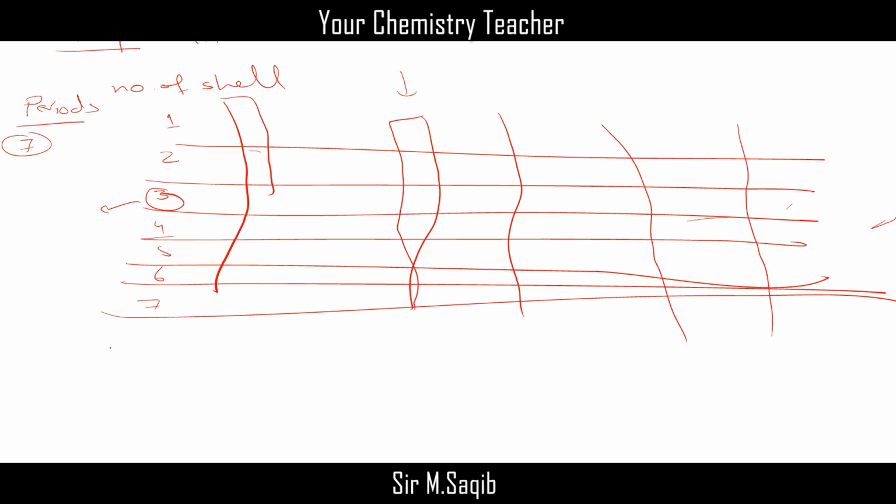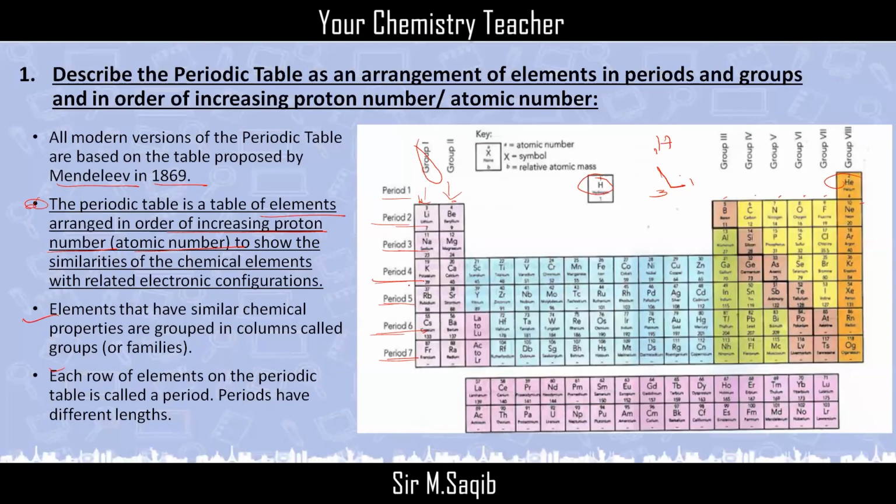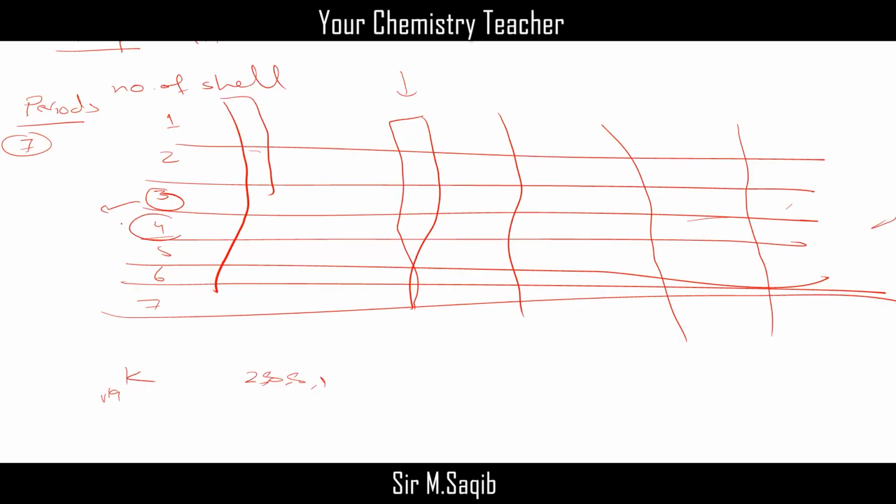For example, we have potassium, and potassium's atomic number is 19. So we will write 2, 8, 8, and 1. Potassium is in period 4, so it has 4 shells. The first shell consists of 2 electrons, then 8 electrons, then 8 electrons, and then 1 electron. And if I talk about sodium, its atomic number is 11.